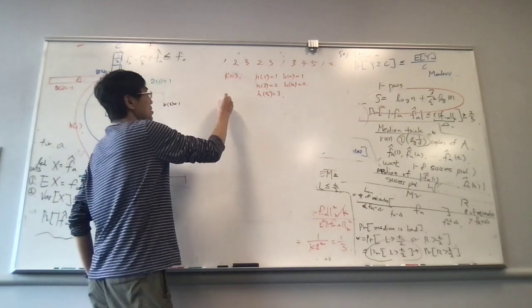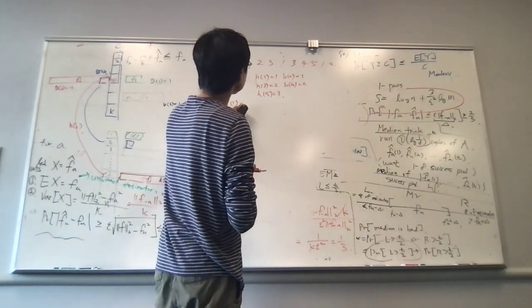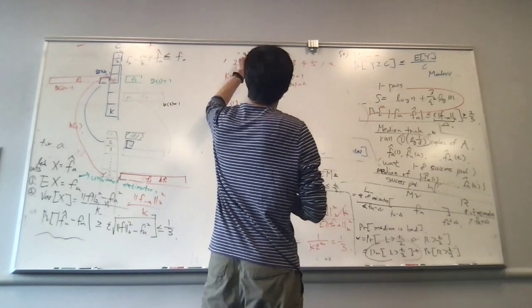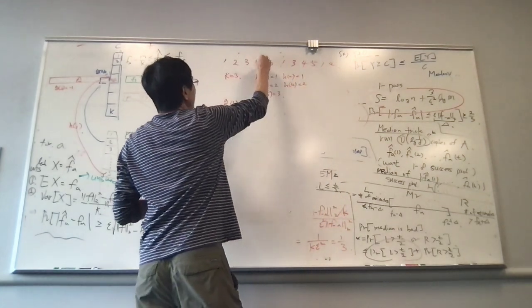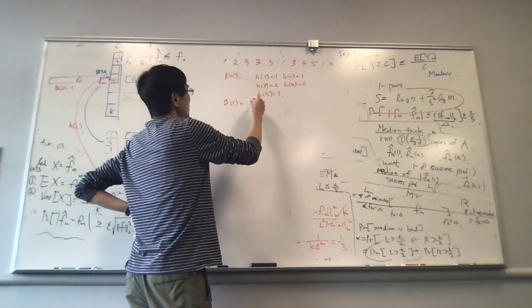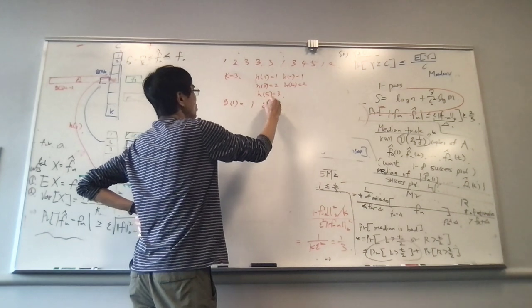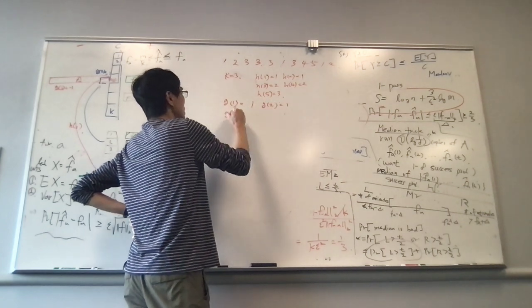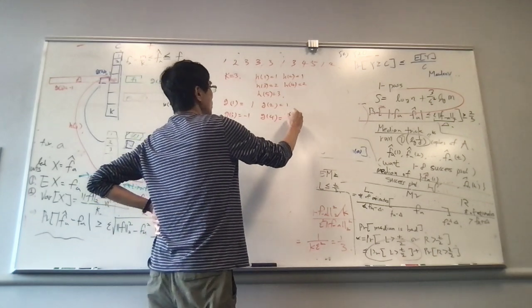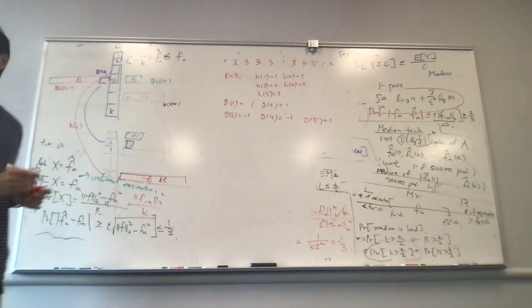Then say G1 is 1, G2 is 1, G3 is minus 1, G4 is minus 1, G5 is 1. That's the first example.